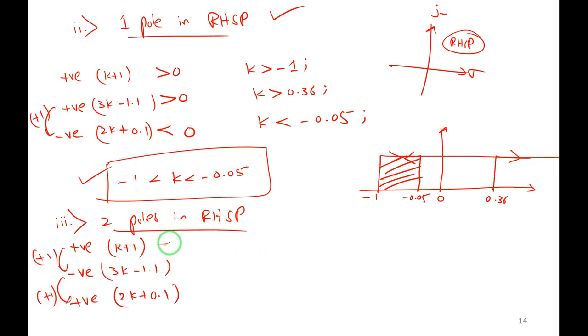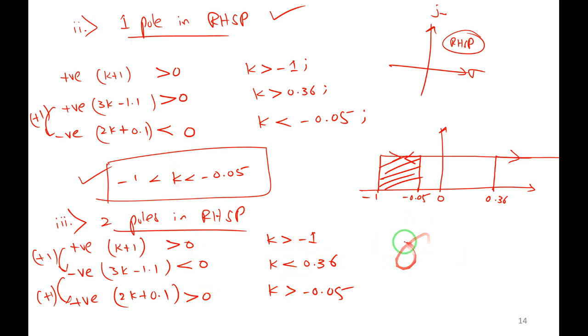So this is positive means this should be greater than 0. This is negative means this is less than 0. Once again this is greater than 0. So this greater than 0 means, from this, k is greater than minus 1. I am referring to this previous one. This is less than 0 means k should be less than 0.36. Here this is greater than 0, so k should be greater than minus 0.05. I am referring to this and writing, right? It was less than 0, now it is greater than 0, right? The same thing.